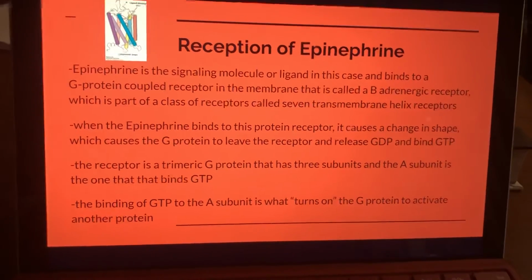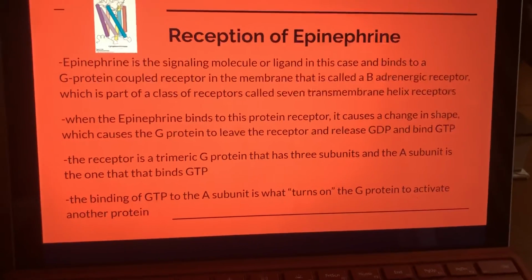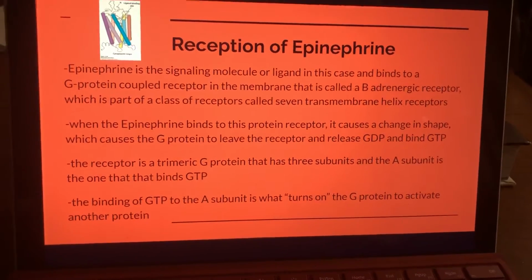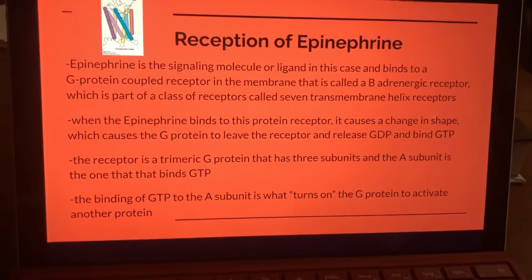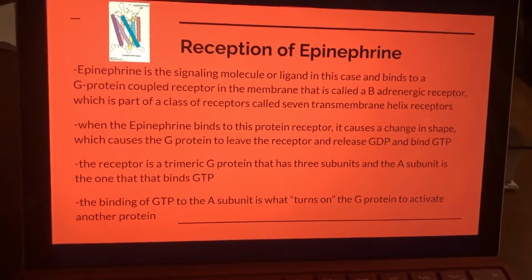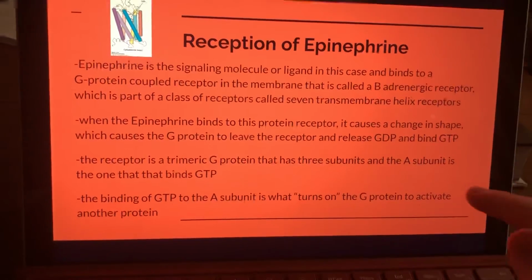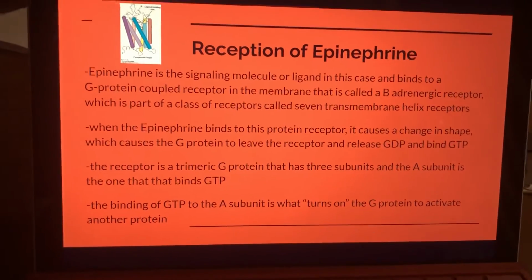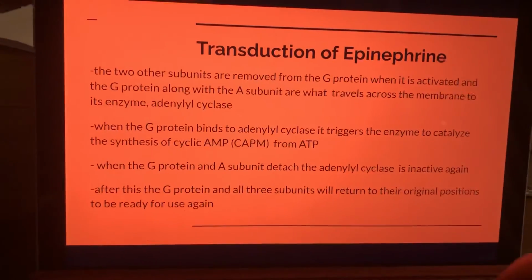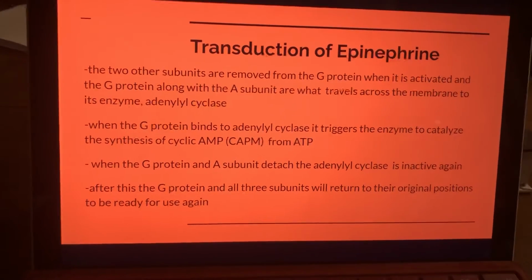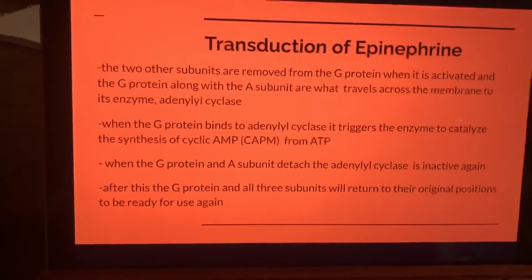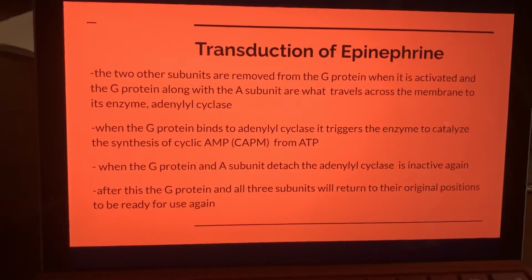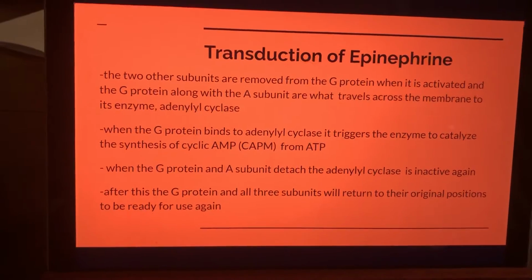GTP binds to it. The receptor is a trimeric G protein, and that means it has 3 subunits, and the first subunit, is the one that actually binds the GTP and gets rid of the GDP. And the binding of GTP to the A subunit is what turns on the G protein to activate another. And this is the transduction of epinephrine. The 2 other subunits are removed from the G protein when it is activated by the binding of GTP.